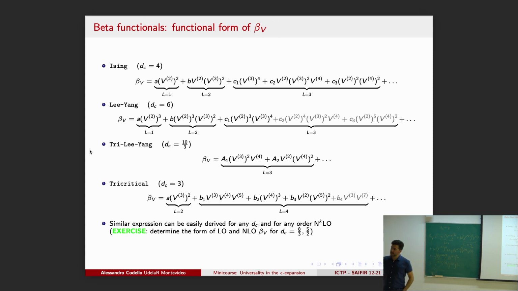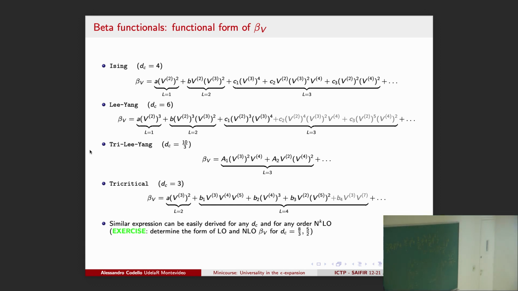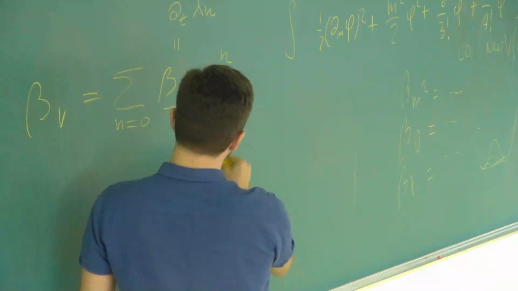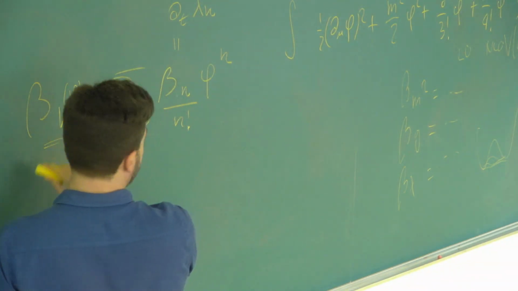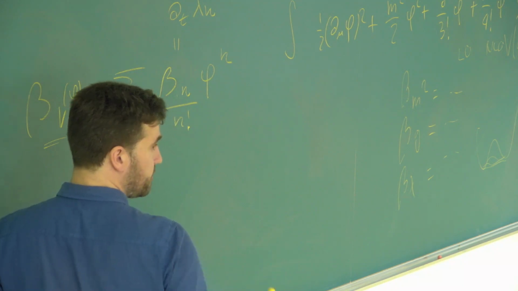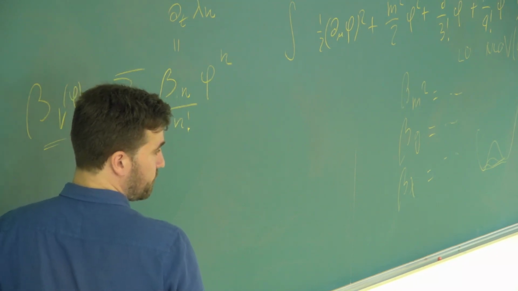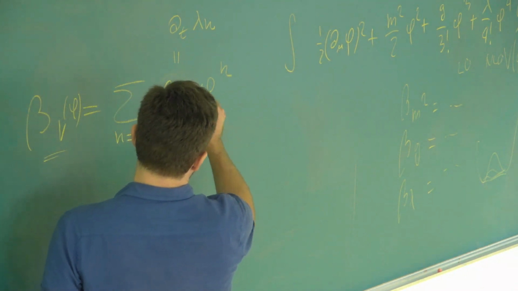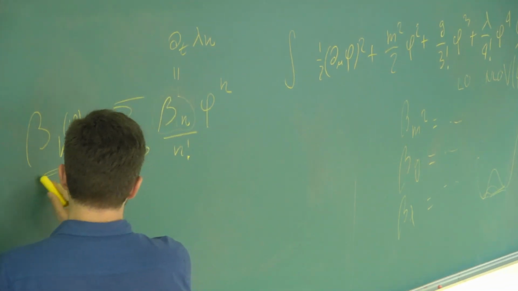The connection between the two is this one. Beta of v is equal to a sum, n equal to 0 or whatever you want, where we write lambda n phi to the n. So this is the beta function of your coupling, it's dv over d lambda n. So this thing here depends on the background field, another constant, which is the background field that we use over there.